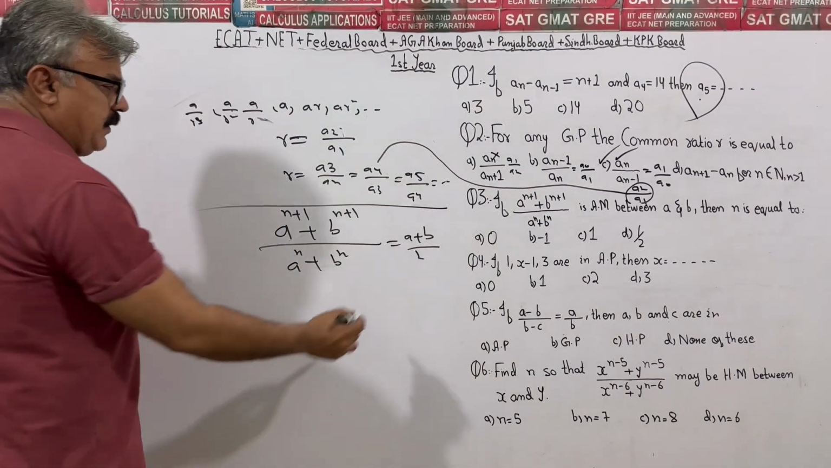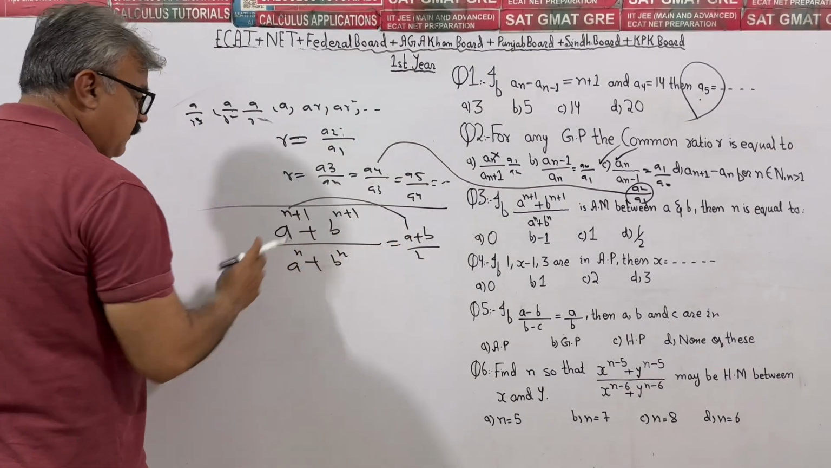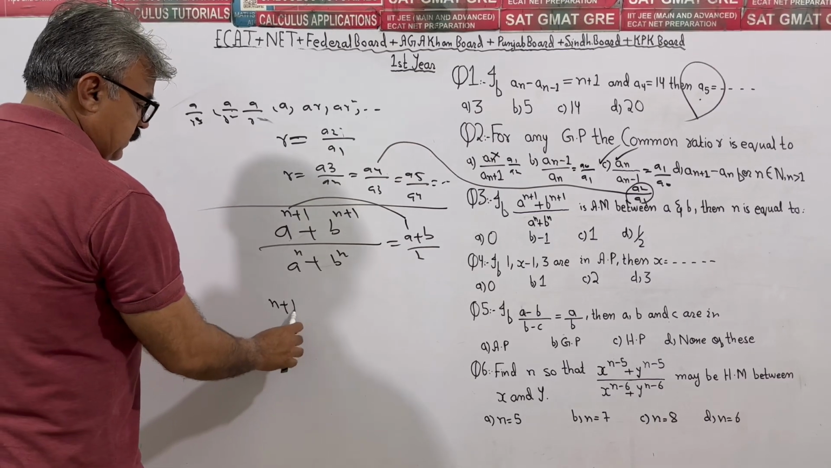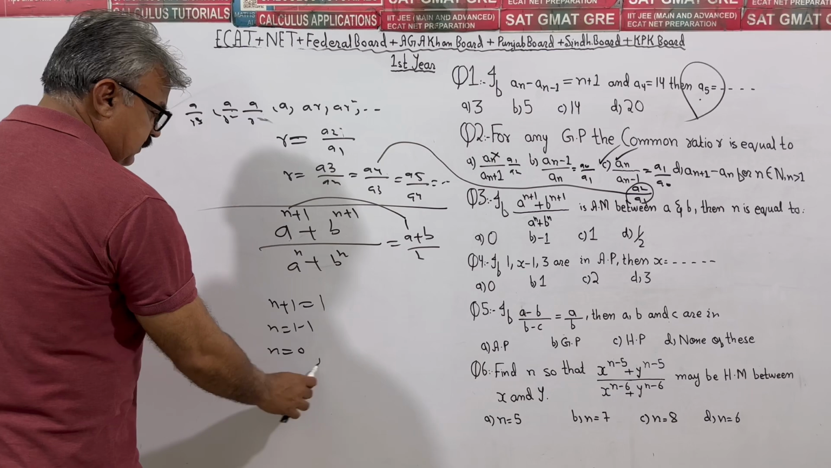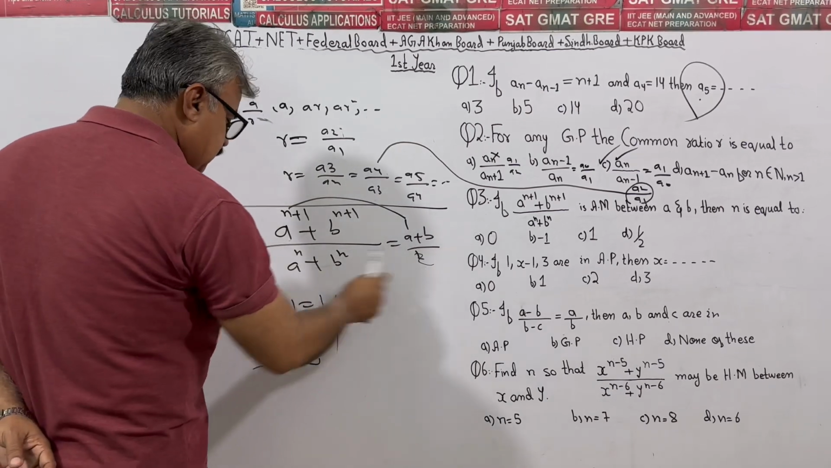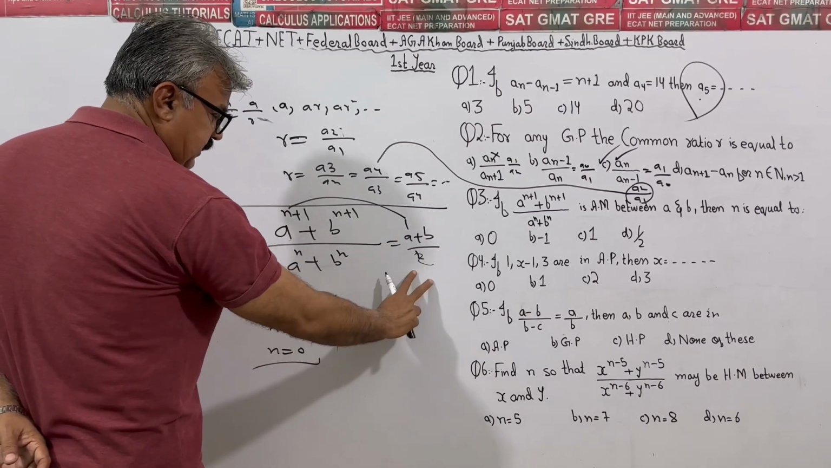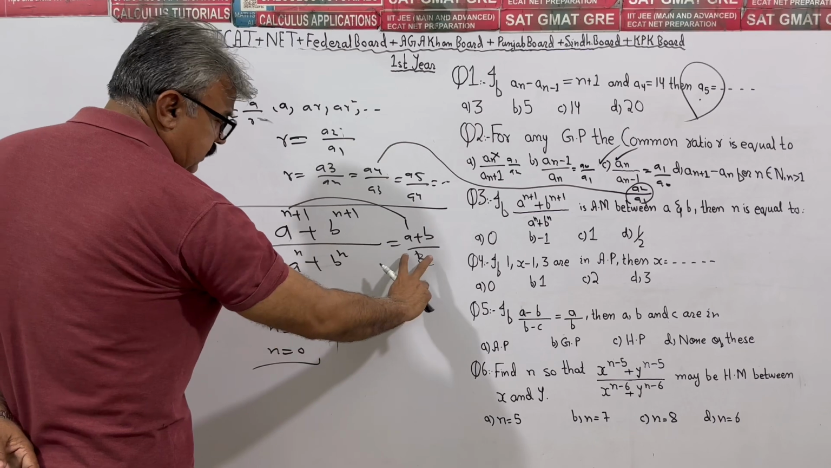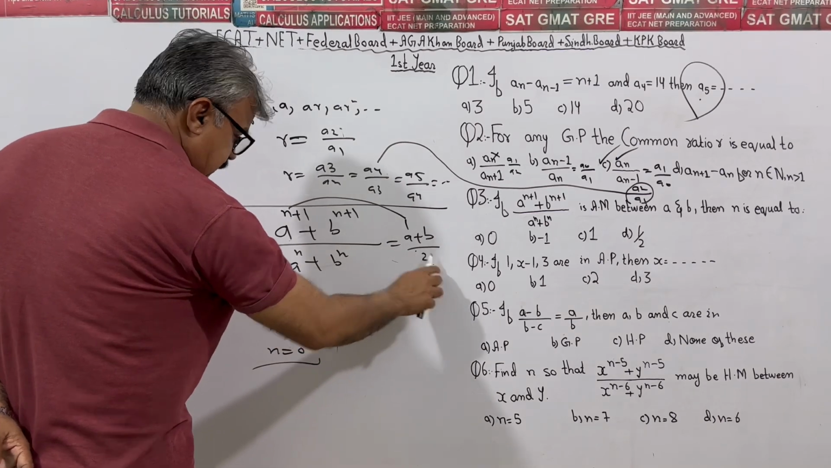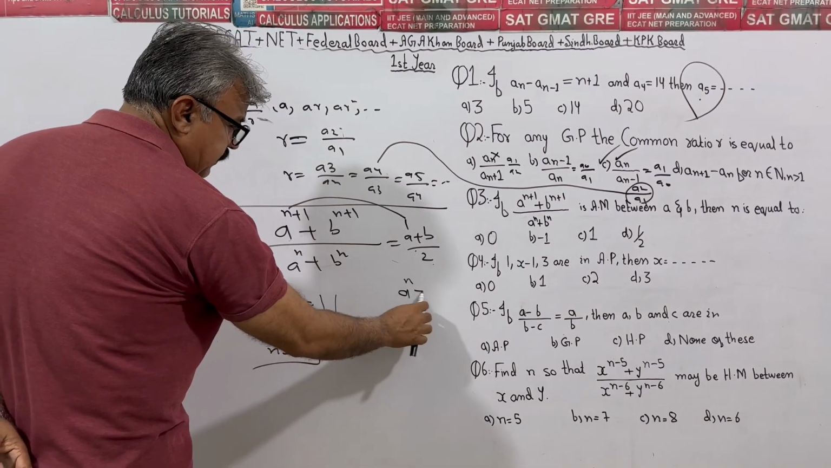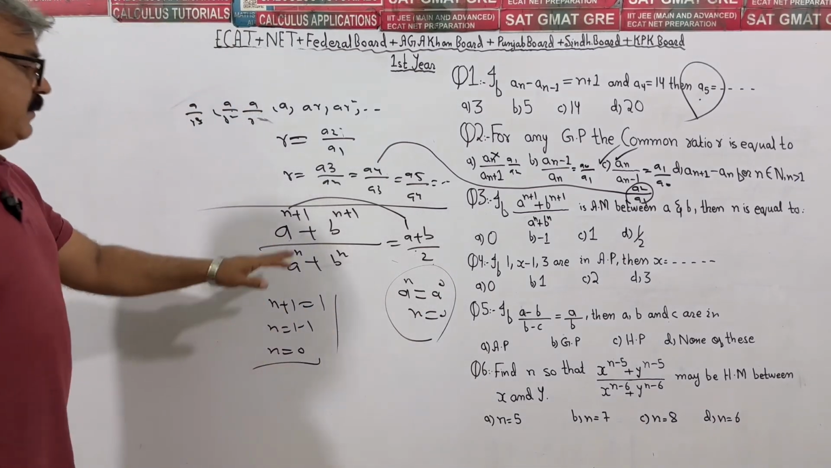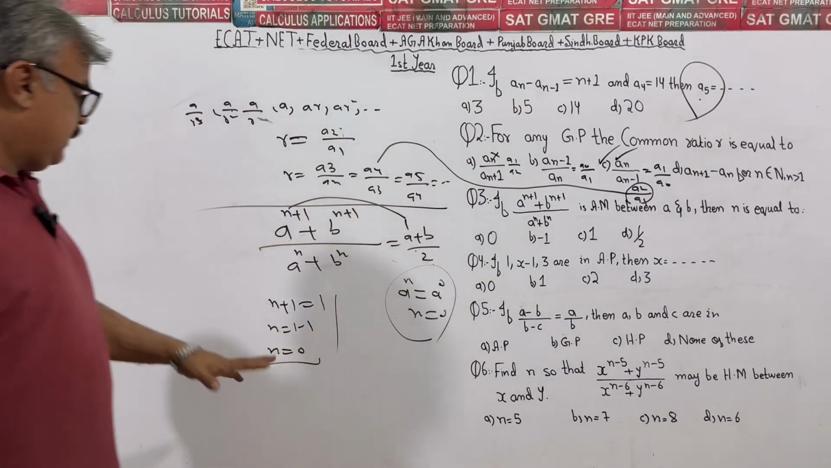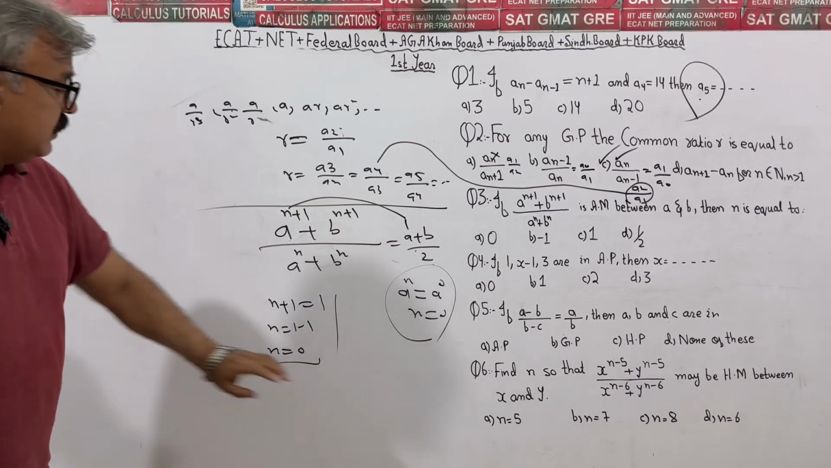Really cool to compare. Look at this. Compare powers of a. It will become n plus 1 is equal to 1. So n is equal to 1 minus 1, n is equal to 0. There is no a in the denominator, so a^n must be a^0. So n is equal to 0. Compare numerator powers or denominator, you are going to get n is equal to 0, the same answer.